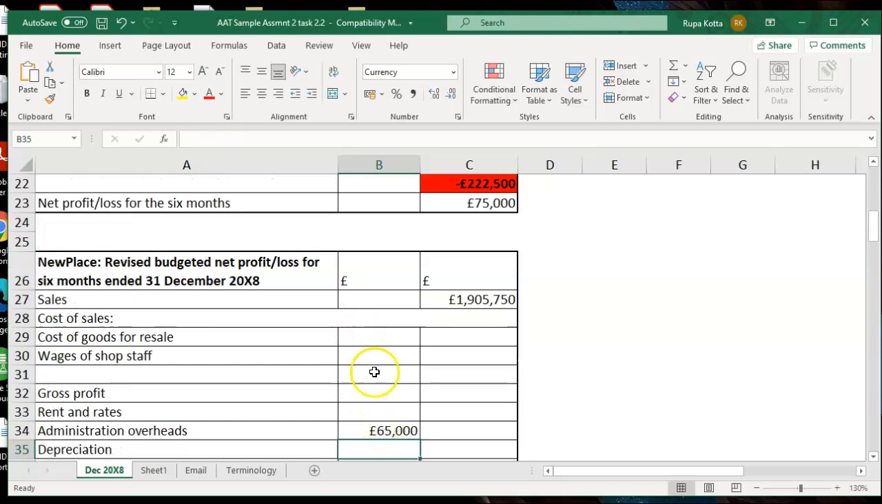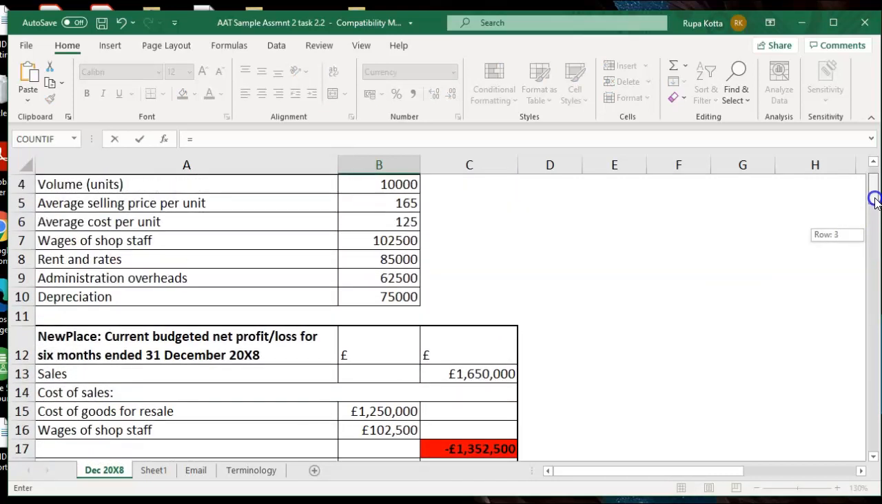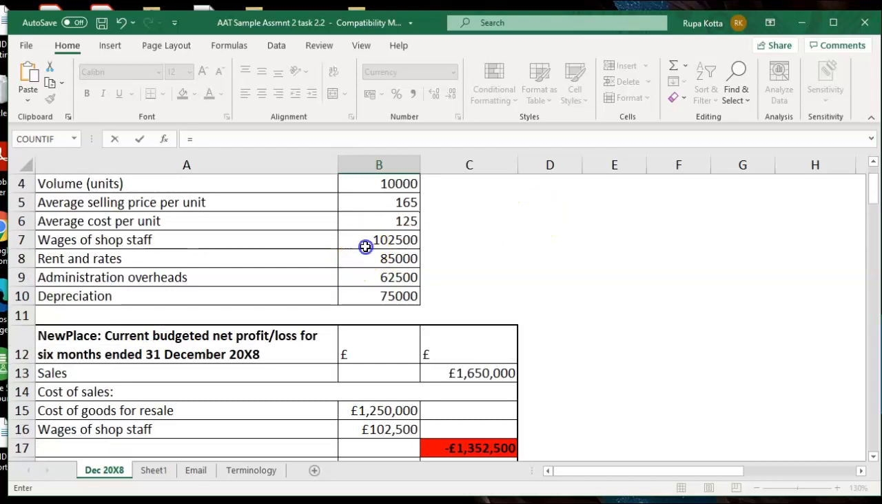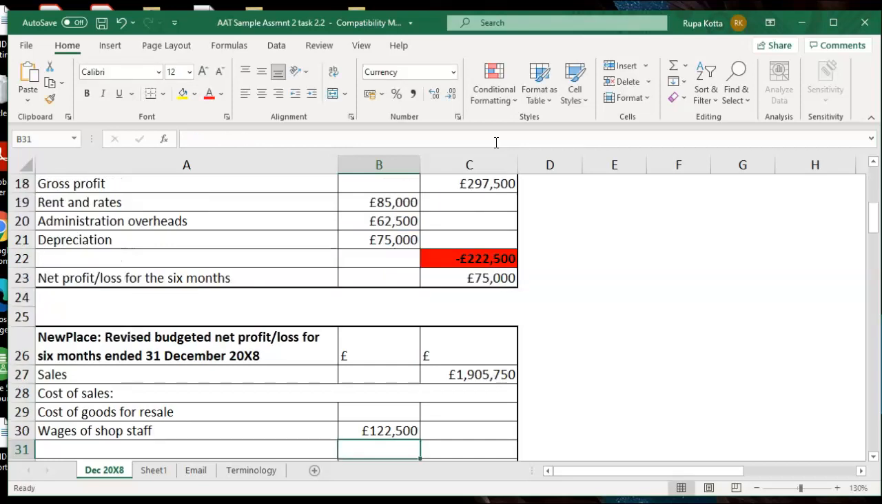Then I think wages of shop staff is increasing by 20,000. So take your original wages plus 40,000 divided by 2, because annual salary was 40,000, but because you're only doing it for 6 months, I'm dividing it by 2.